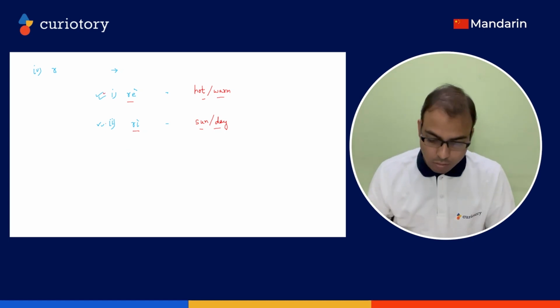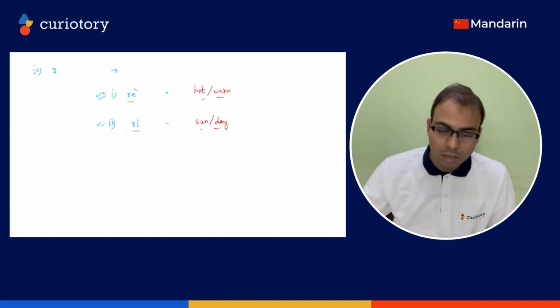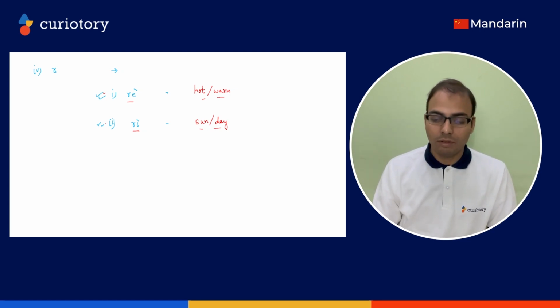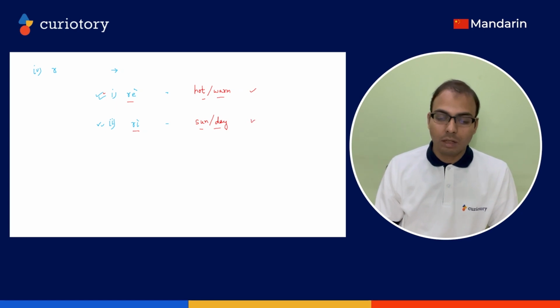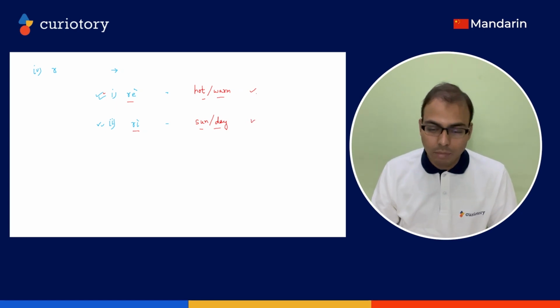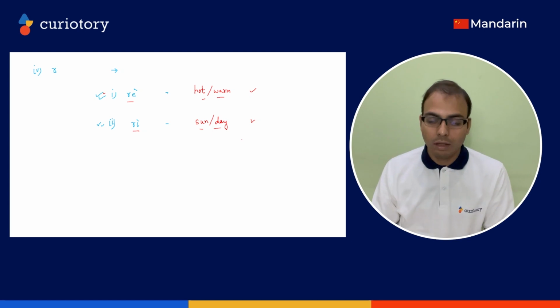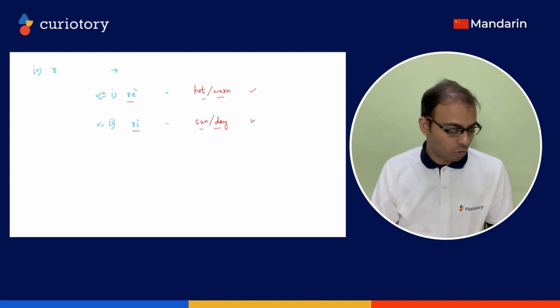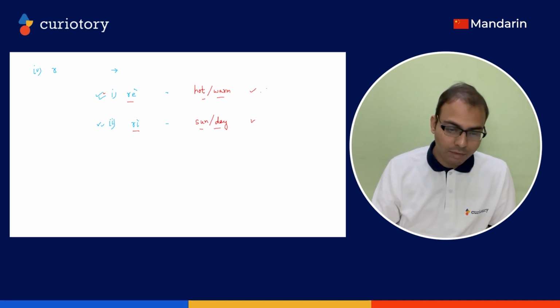So about r, we learned how to pronounce r, and we took two examples to show it. The first one means hot or warm, and the second one means sun or day. Both are in the fourth tone. So I hope r is clear to you.